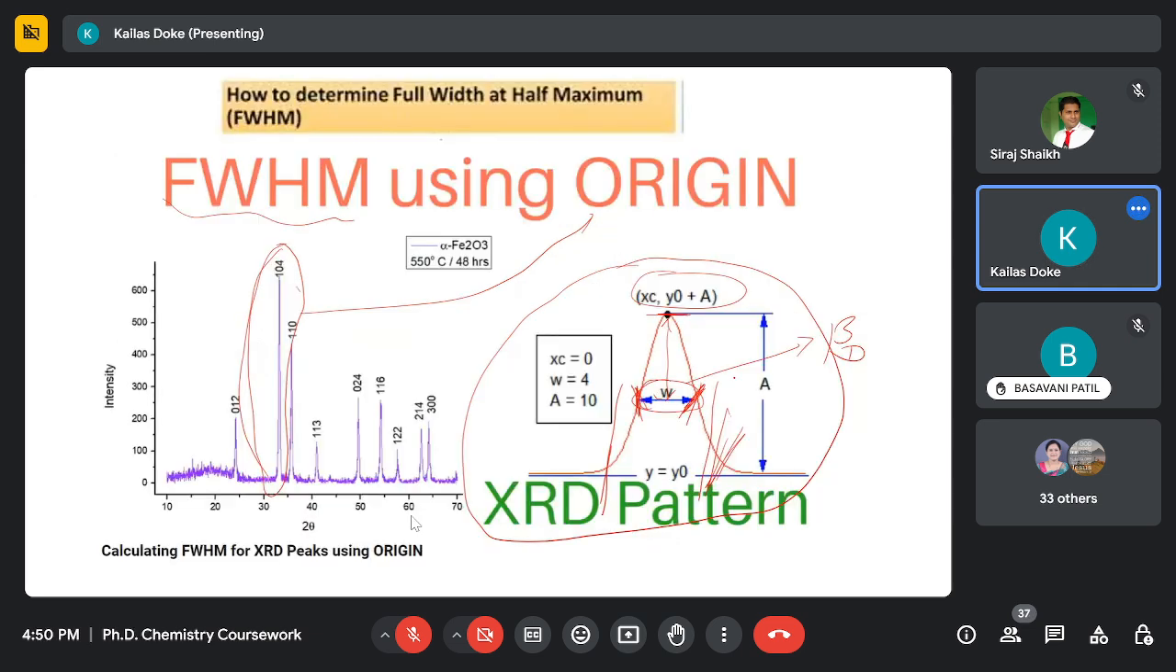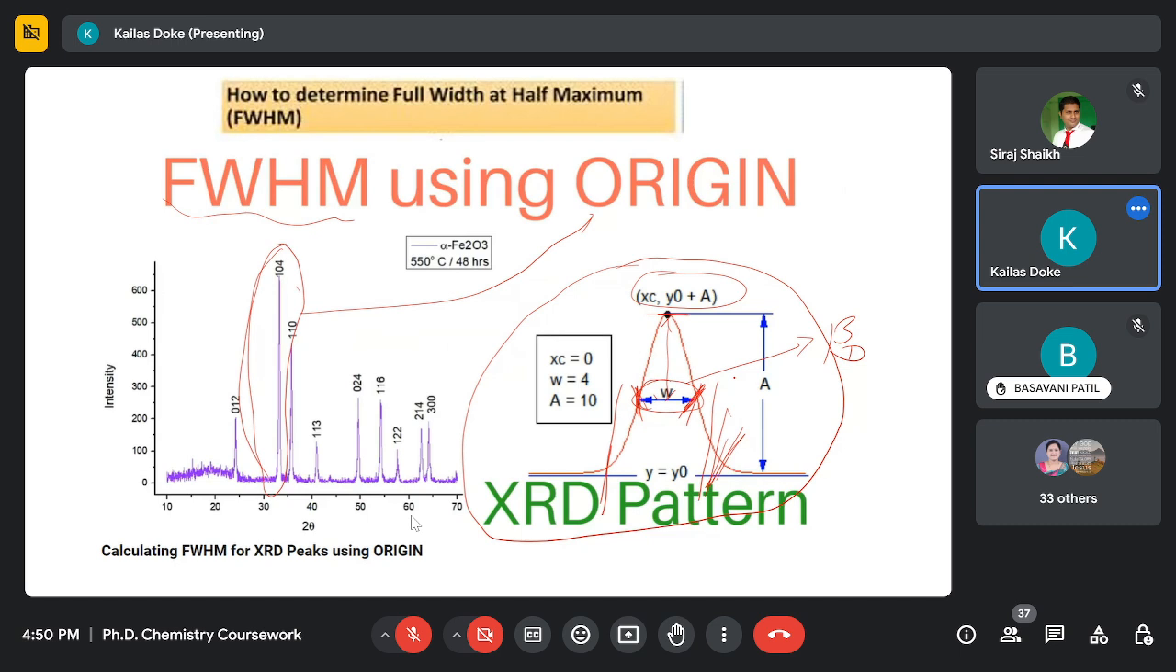And this beta D can be easily obtained from Origin software, which is freely available, or which can be available as a paid version for a few months or years. We can take that Origin software. So from the intense peak, we can determine the full width for this calculation. For every peak, we can determine the FWHM, but here I'm showing it only for the intense peak.